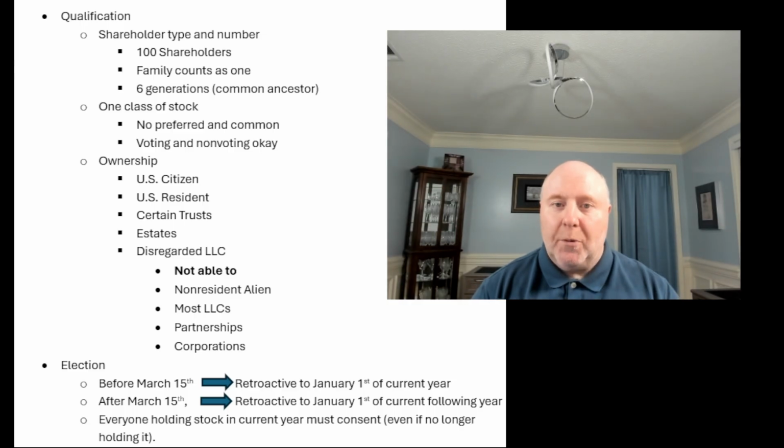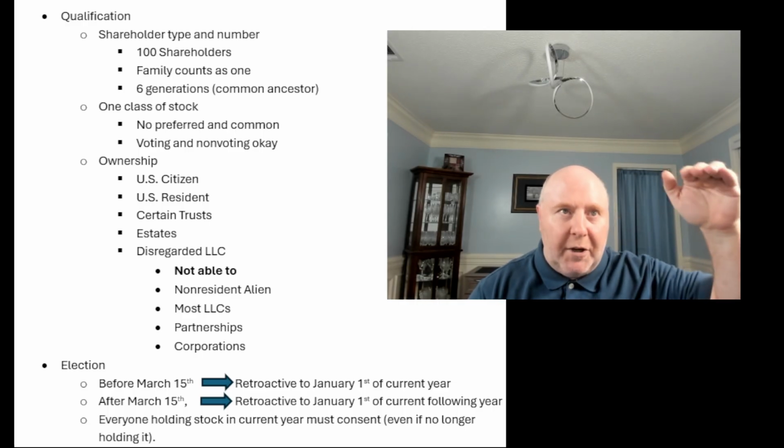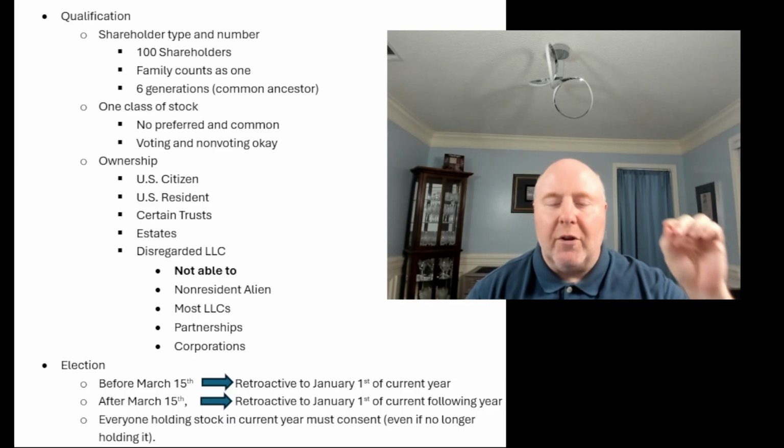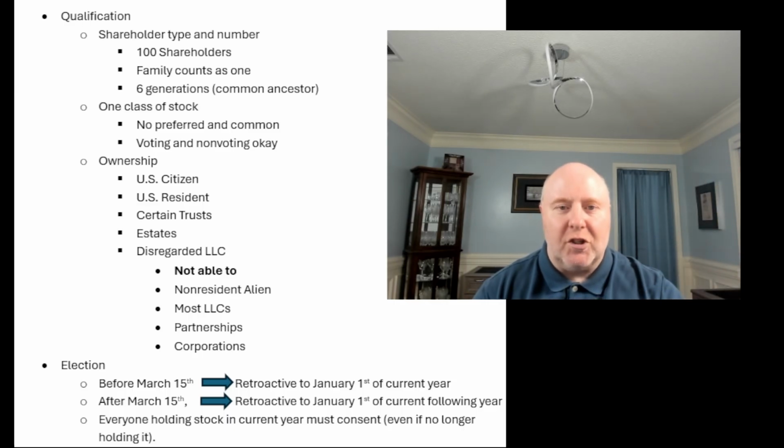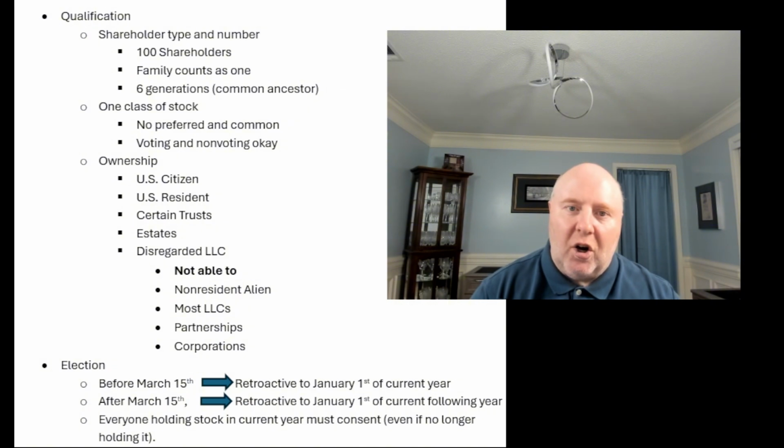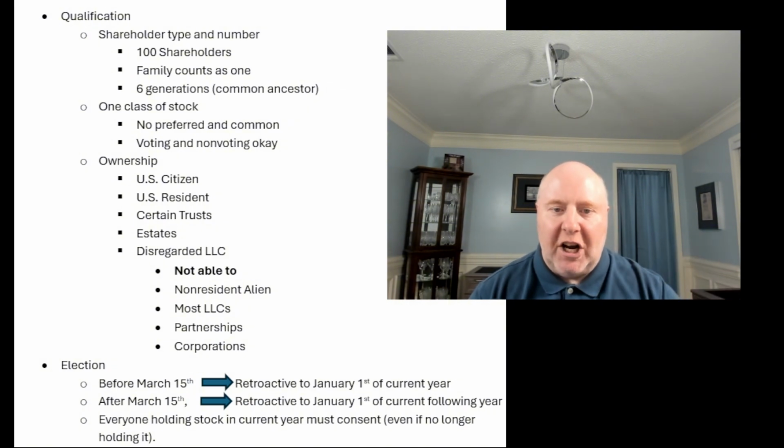Now, the ownership requirements. There are restrictions on who can own stock in the S corporation. So we know there's a limited number of shareholders that can own it, but there are also certain types of individuals that can and cannot own an S corporation share.